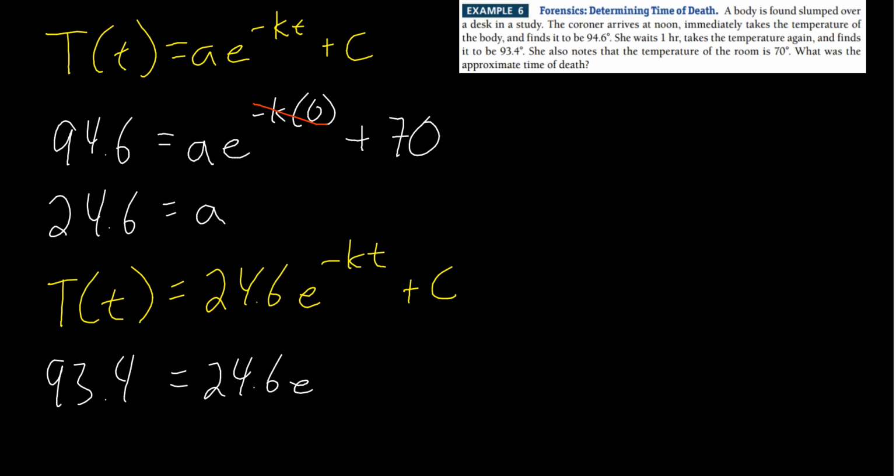She did it in 1 hour. 1 hour later, 1 times k is just going to be k, so negative k. And then the surrounding temperature is still 70 degrees. And we're going to have to solve here. Let's just do it on the next page.